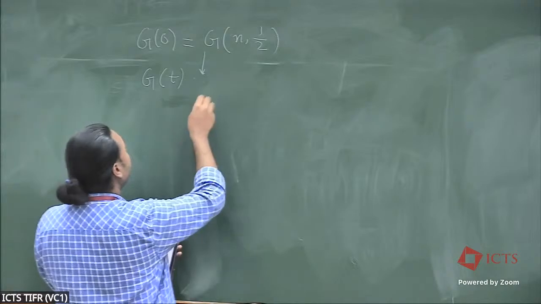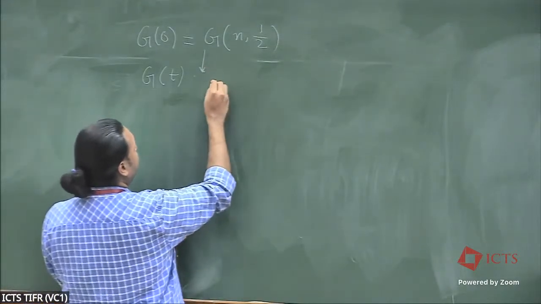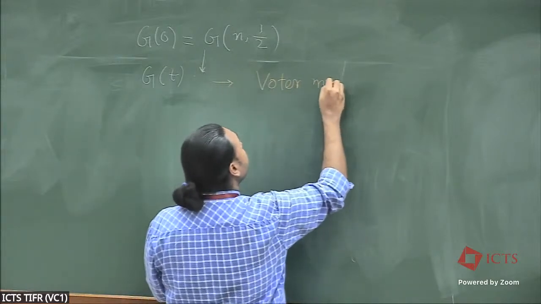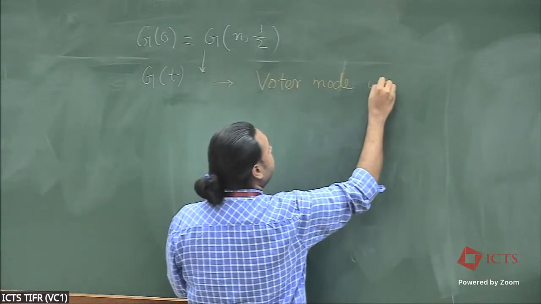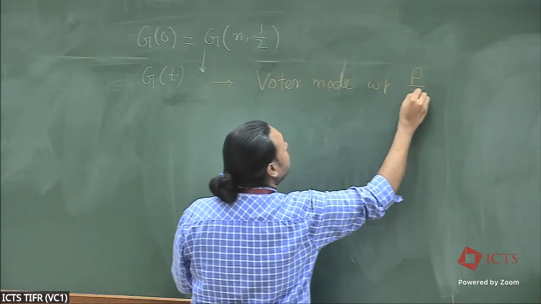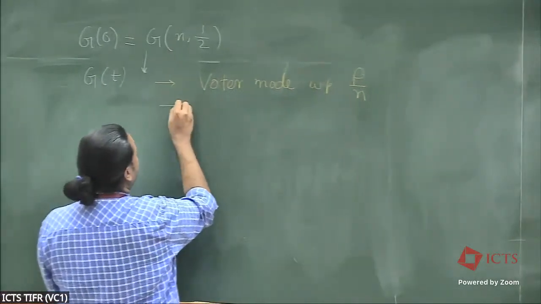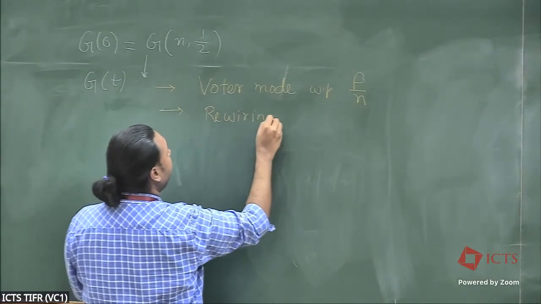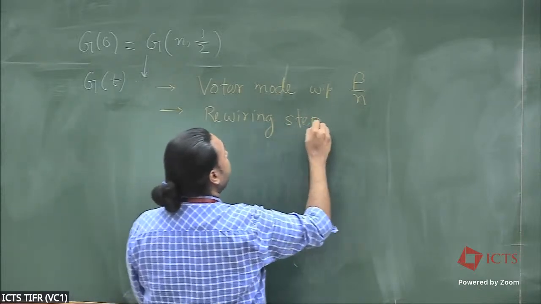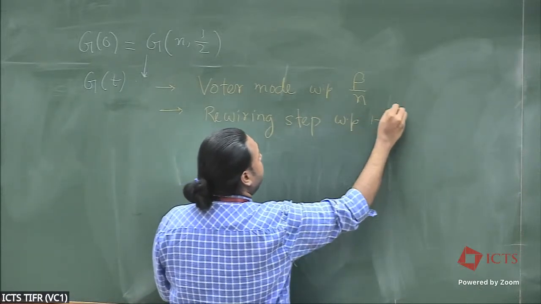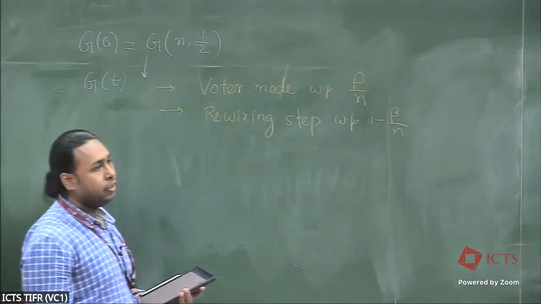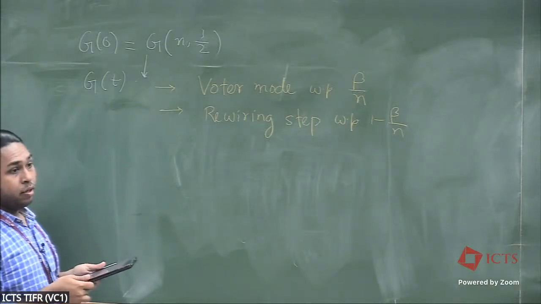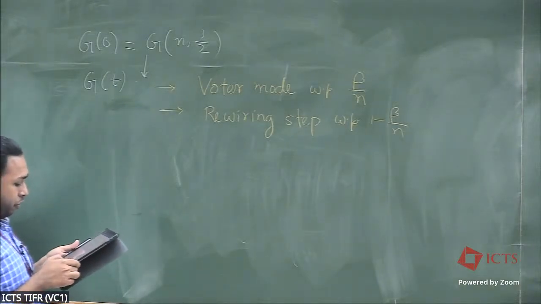Okay, so GT is obtained from Z0 by a voter model step with probability beta by n, and a rewiring step with probability 1 minus beta by n. Right, now suppose you are in GT, then consider the random walk, just as Max explained before.